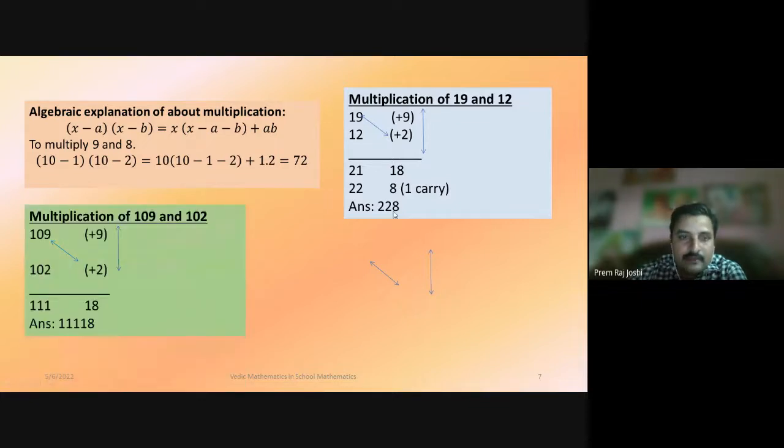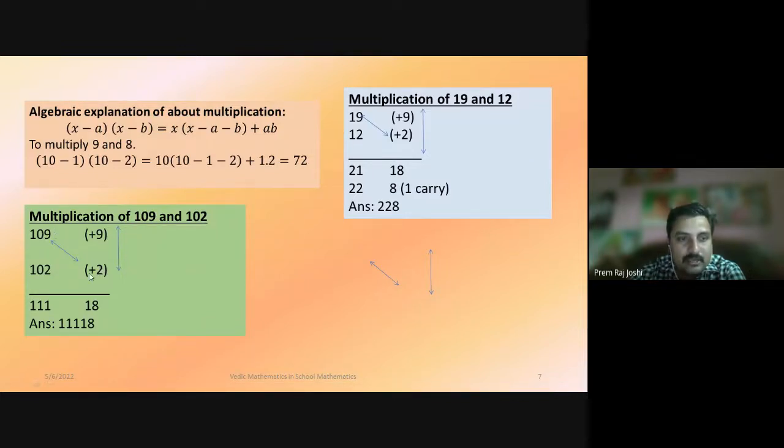Similarly, I have taken slightly larger numbers, like 109 and 102. These are near to the base 100. As they are near to the base 100, we subtract the base 100 from these numbers and put the subtracted values on the right-hand side. Here we get plus 9 if we subtract 100 from 109. Similarly, we get plus 2 from here, and we do vertical multiplication and get 18.